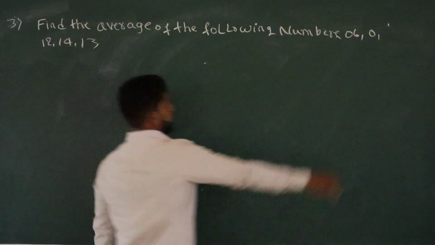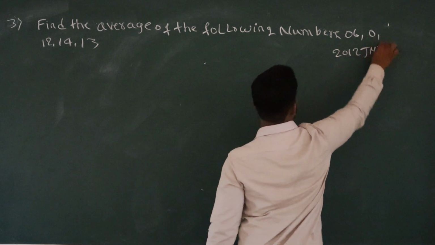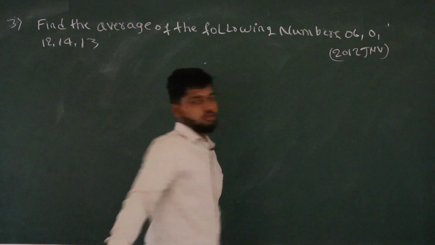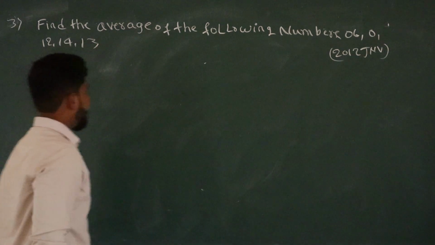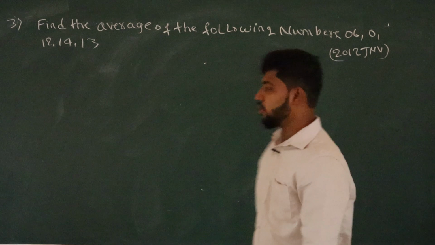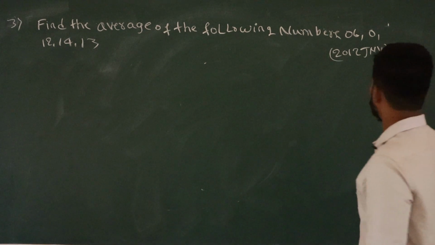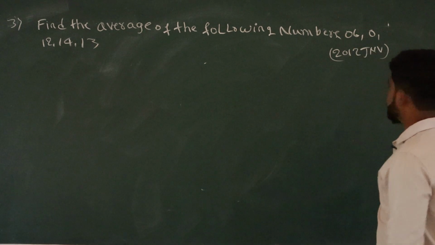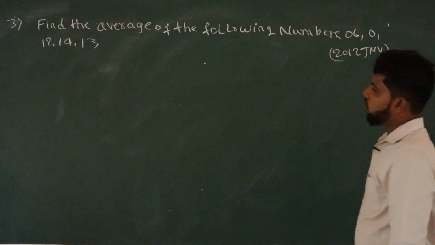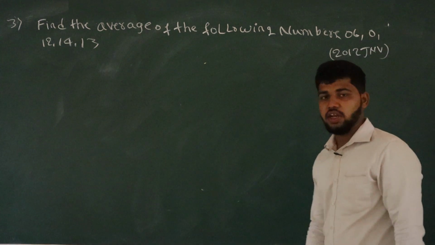This question was asked in the 2012 JNV. Look at the problem here. Find the average of the following numbers. Number 1 is 6, you can call it as 6, 0, 12, 14 and 13. What are the numbers here? 6, 0, 12, 14 and 13.